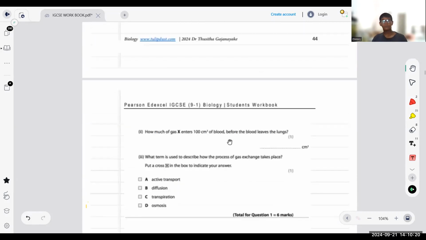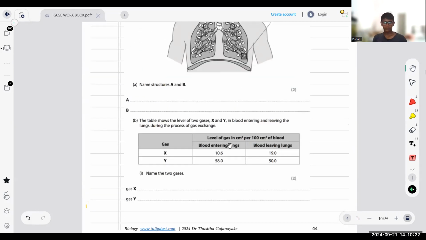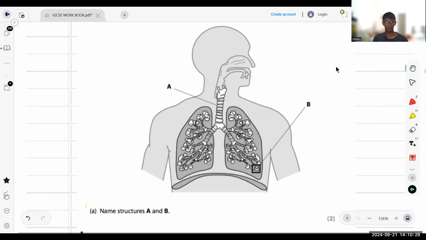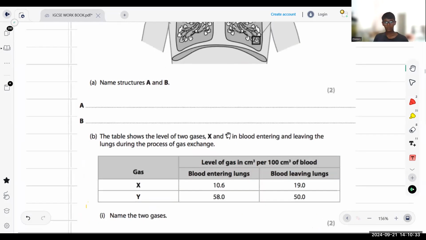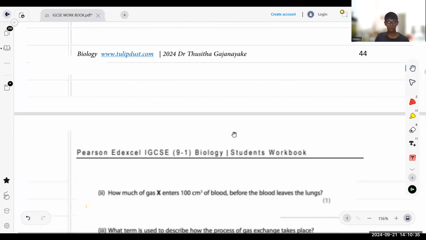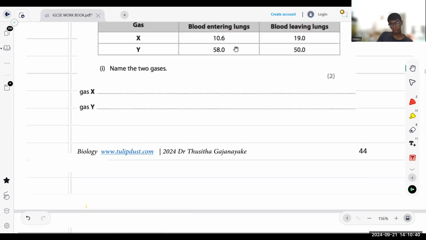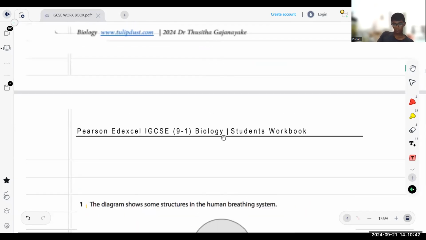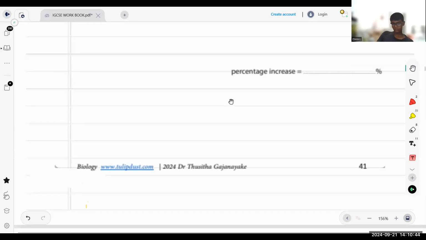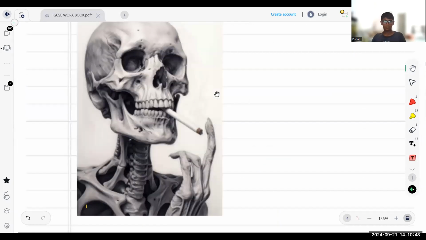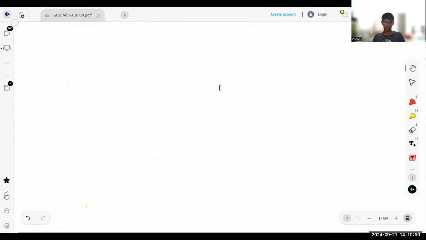I think some of the questions you can complete and come. For example, from this picture, you can identify what is A, what is B. Name A and B, and then we will learn what is the composition of the gas. So these are the things we have to learn. So any other questions? Do you have any questions about the section we learned today?